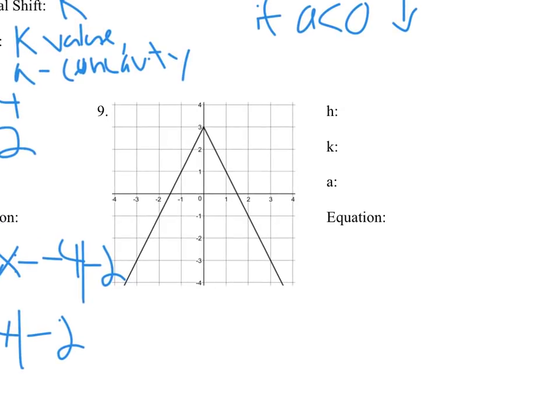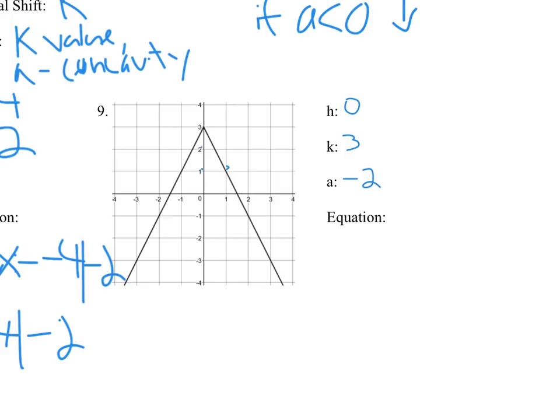All right, and number 9, our h. There is no shift, so our h is at 0. Our k, we shifted vertically 3. Our a is going to be negative because our graph is going down. And then now we have to check, so I go down 1, 2, and then over 1 to get to the next lattice point. So that's going to be 2 over 1, which is just 2.